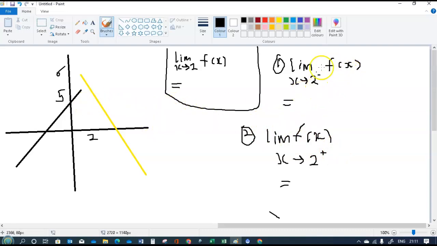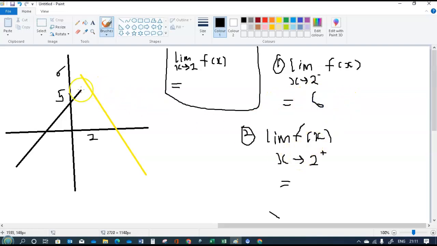So let's start with this one first. We have to do this first. When you approach 2 from the left, what is your limit? So let's approach 2 from the left. This is the graph we're looking at. As you approach 2, getting closer and closer to 2, and stop, at this point it becomes undefined. But what's the y value? It's 6. So the answer for this is 6.